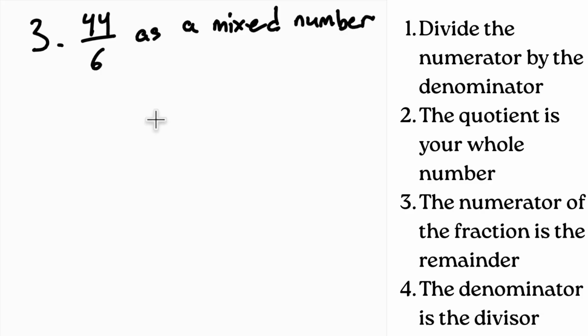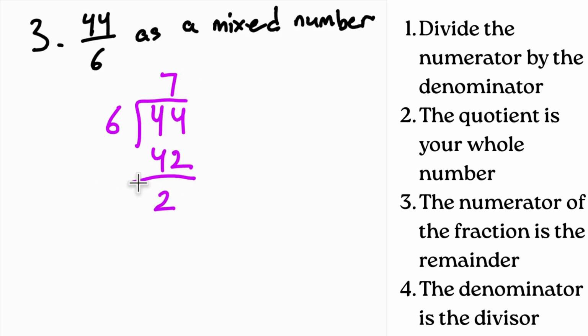Okay, let's solve it. So 44 over 6 as a mixed number. Let's do the division, same thing, 44 over 6. Now we need to find how many wholes of 6 go into 44. Well, 6 times 6 is 36. What about 7 times 6? 7 times 6 is equal to 42. That's less than 44. So 7. 7 times 6 is 42. 44 minus 42 is equal to 2. Okay, so we have a remainder of 2.